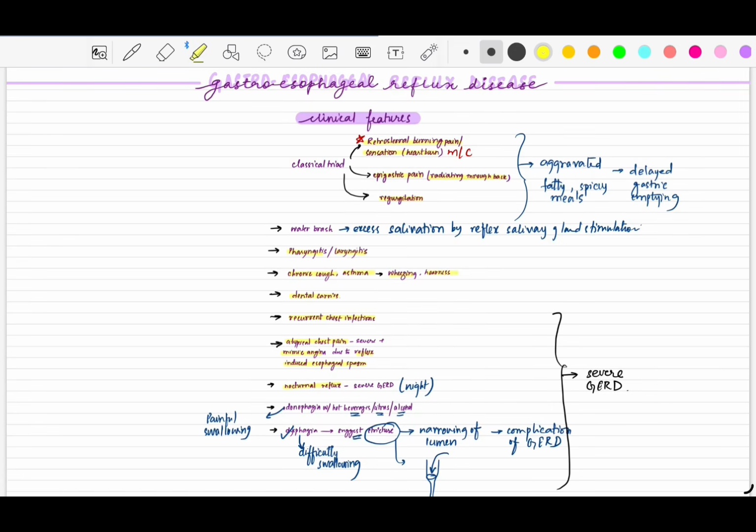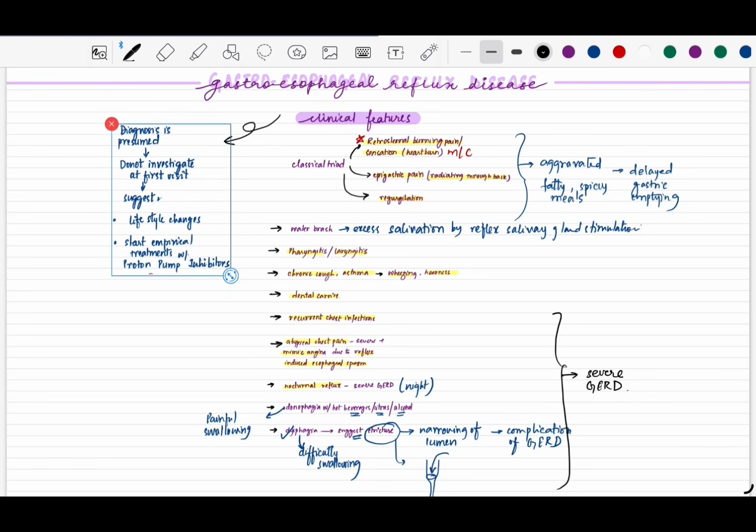If a patient presents with any of the following features with GERD, the next step is that we assume the diagnosis of GERD, and we do not investigate at the first visit. In fact, we suggest the patient some lifestyle changes and start the patient on empirical treatment with proton pump inhibitors, which in fact are the first line drugs for GERD.